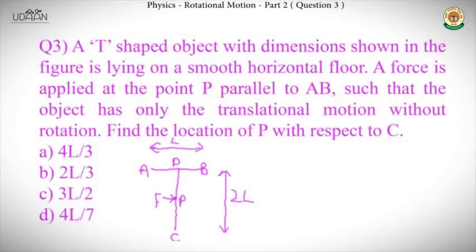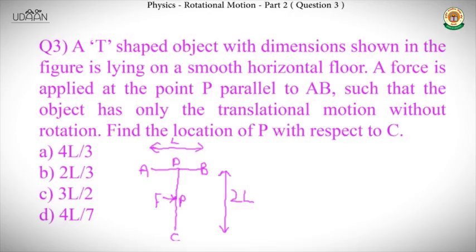Now let's move on to question number 3. A T-shaped object with dimensions shown in the figure is lying on a smooth horizontal floor. A force is applied at the point P parallel to AB such that the object has only translational motion without rotation. Find the location of P with respect to C. Let's see how we solve this question.